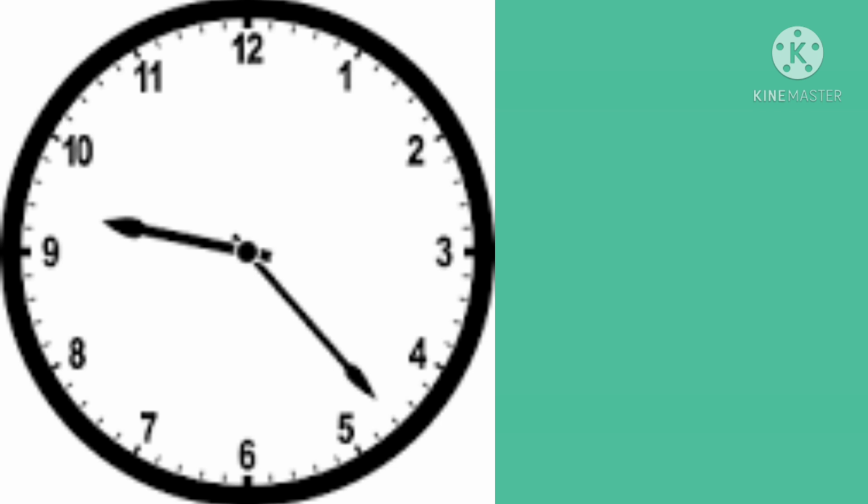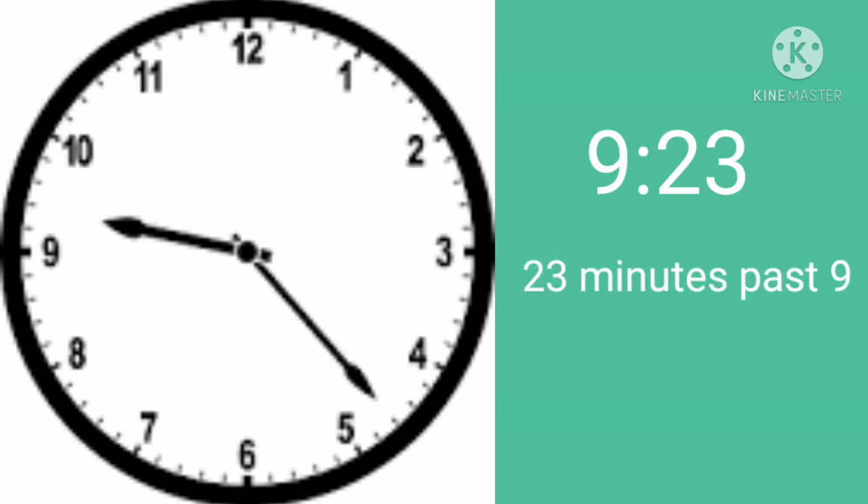Let us look at the next clock. Here, the hour hand is between 9 and 10 and the minute hand is between 4 and 5 and it shows 23 minutes. So, we can say the time as 9:23. Also, as the minute hand is on the right hand side of the clock, we can say the time as 23 minutes past 9. So, in this way, we can tell the time to the exact minute.